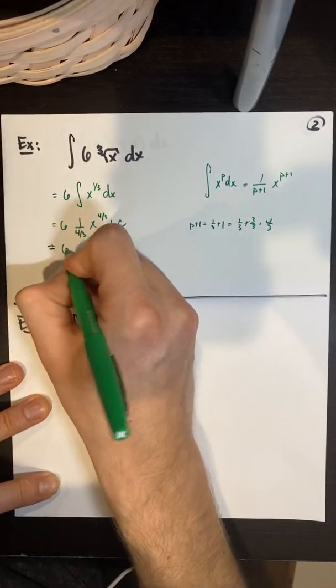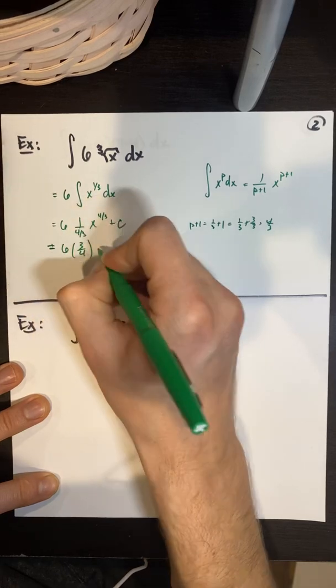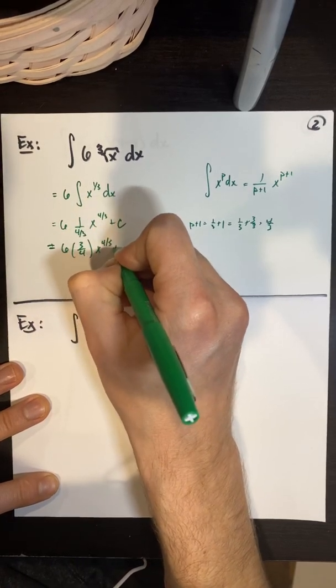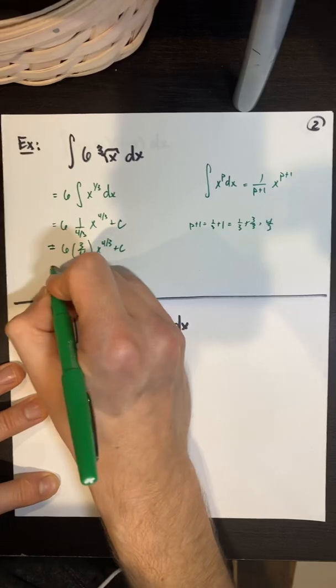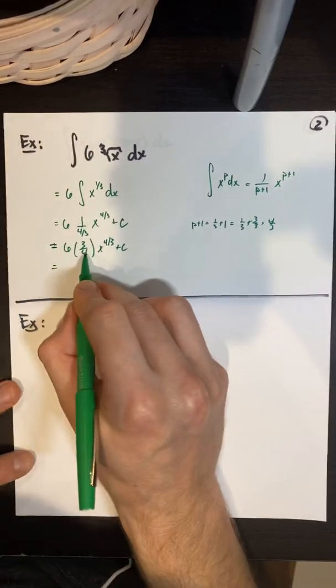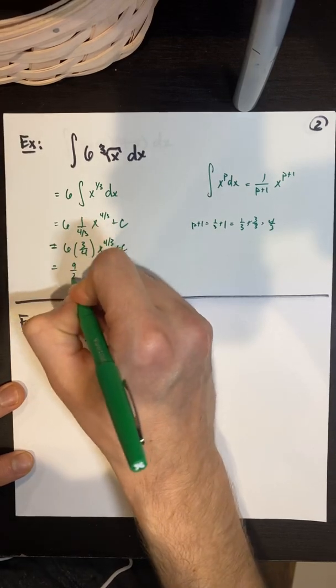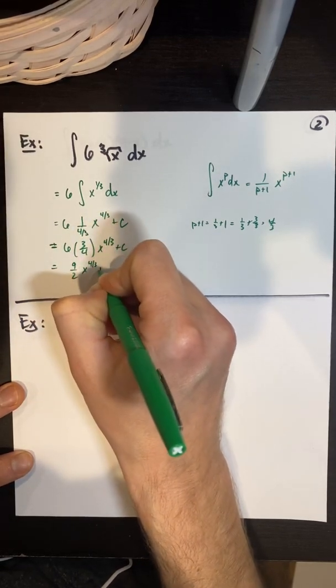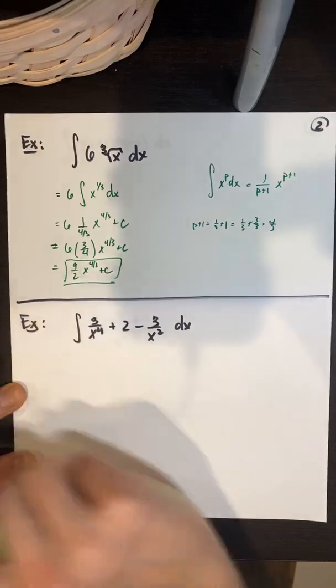So at the end of the day, I have 6 times 3/4 x to the 4/3 plus c. The 4 and the 6 cancel a little bit, leaving me with a 2 in the bottom and a 3, so this would be 9/2 x to the 4/3 plus c. So that's my antiderivative right there.